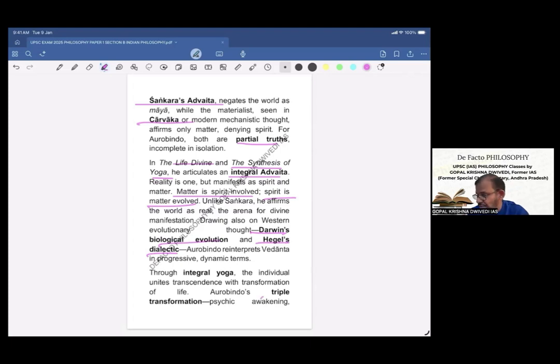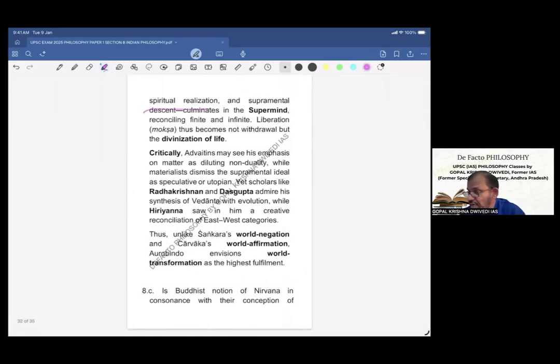Aurobindo's triple transformation. So again, this is another theory of Aurobindo: the triple transformation, that is psychic awakening, spiritual realization, and supramental descent, culminating in the supermind, reconciling finite and infinite. Liberation or moksha thus becomes not withdrawal but the divinization of life. Now let us critically evaluate Aurobindo's philosophy very briefly.